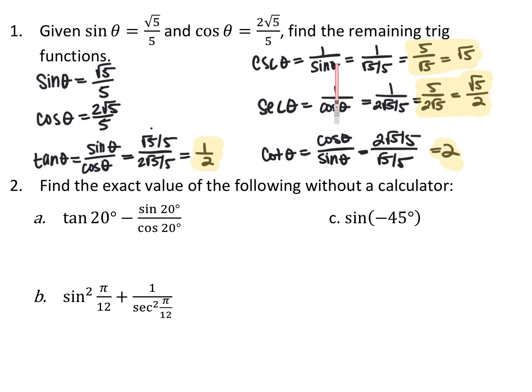And cosecant of theta is 1 over sine, which is 1 over root 5 over 5, which is 5 over root 5, or just root 5. So using those properties to help evaluate those trig functions.